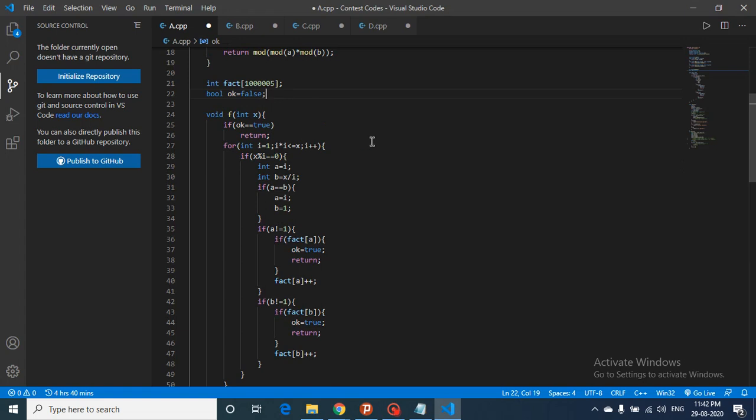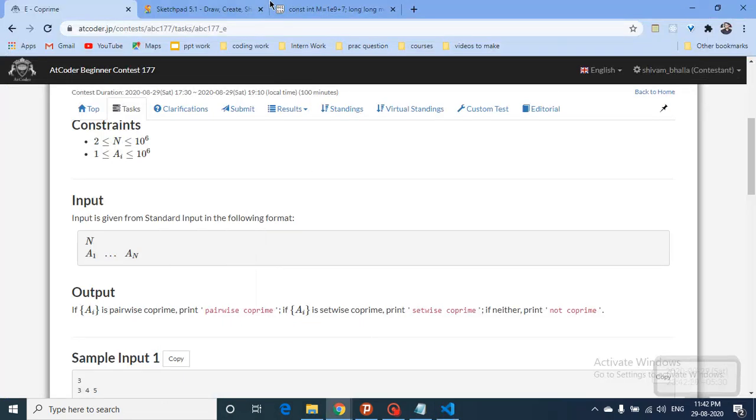Now how will you find out the factors of any number in under root n? We iterate from 1 till I into I, that is, from 1 till under root of x. We'll iterate over that number. So for writing out under root of x, I will write down I into I, and then we will check if x mod I is equal to 0, which means that this is a factor. So if this is a factor, the two factors can be, I'll tell you how we are processing it.